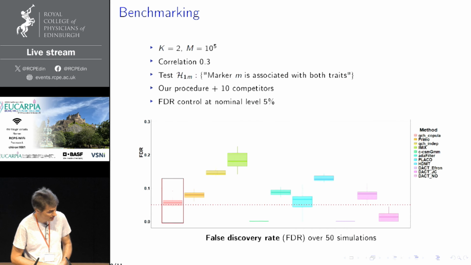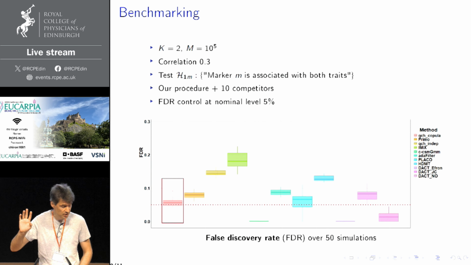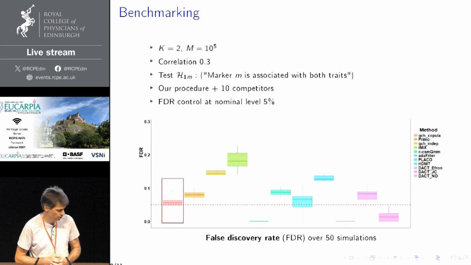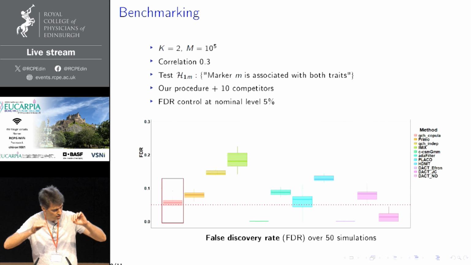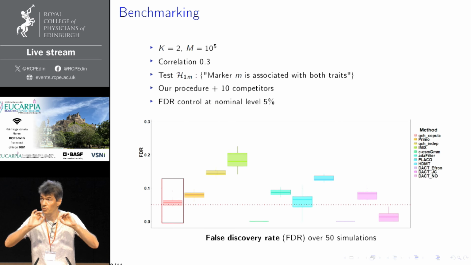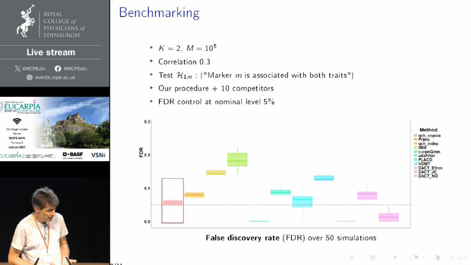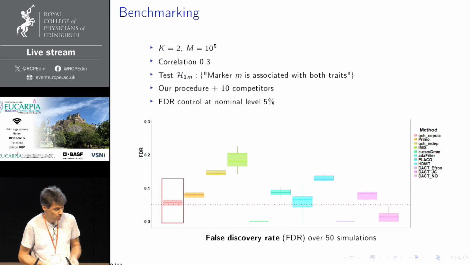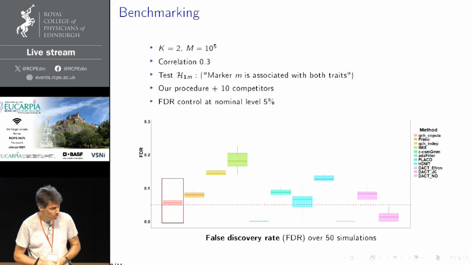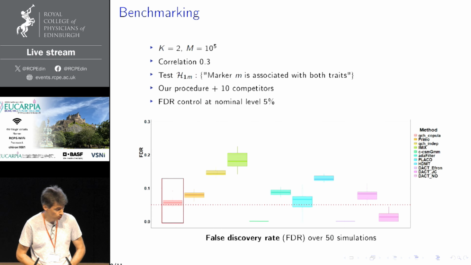So first we start with simulations. Here we simulate data where we have only 2 traits. So this is a very simple case. We have hundreds of thousands of markers, and we simulated the p-values in a way that ensures that there is a correlation of 0.3 between these scores. Then what we want to detect are markers that are associated with the 2 traits, right? So we tested our procedure and also 10 alternative competitors.